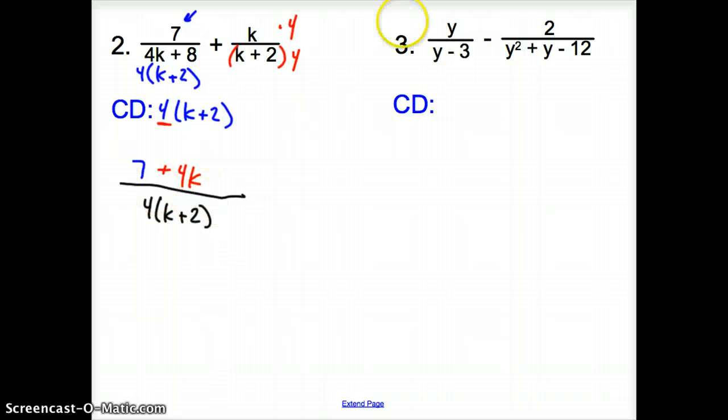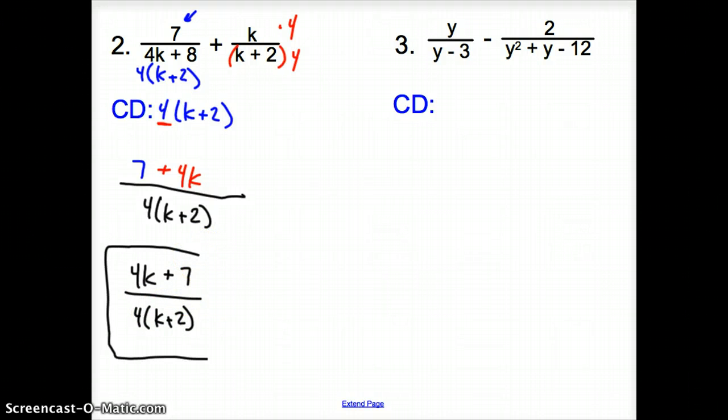And now you can leave it like this. I'm going to clean it up just a little bit. I'm going to put that 4k in front, so it's just going to be 4k plus 7 all over 4 times k plus 2. And I'm not going to multiply this 4 through, because later on you might be able to simplify something, so I'm just going to say that is the answer for right now.